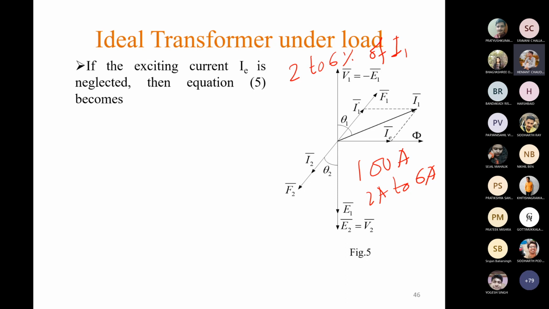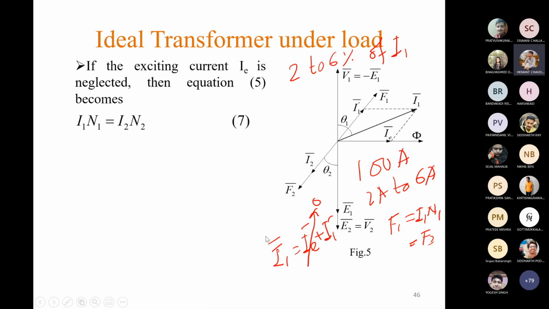For simplification, now consider the equation I1 is equal to IE plus I1 dash. So if we neglect this, IE equal to 0. What are we getting? I1 equals I1 dash, isn't it? In that case, we can write F1 is equal to I1 N1, which is equal to F2. So we can write I1 N1 equals I2 N2.